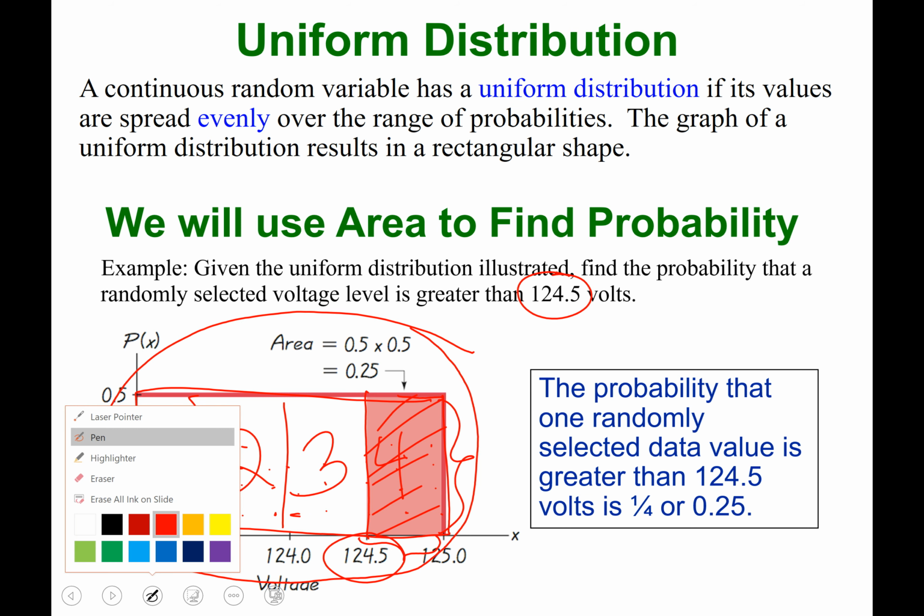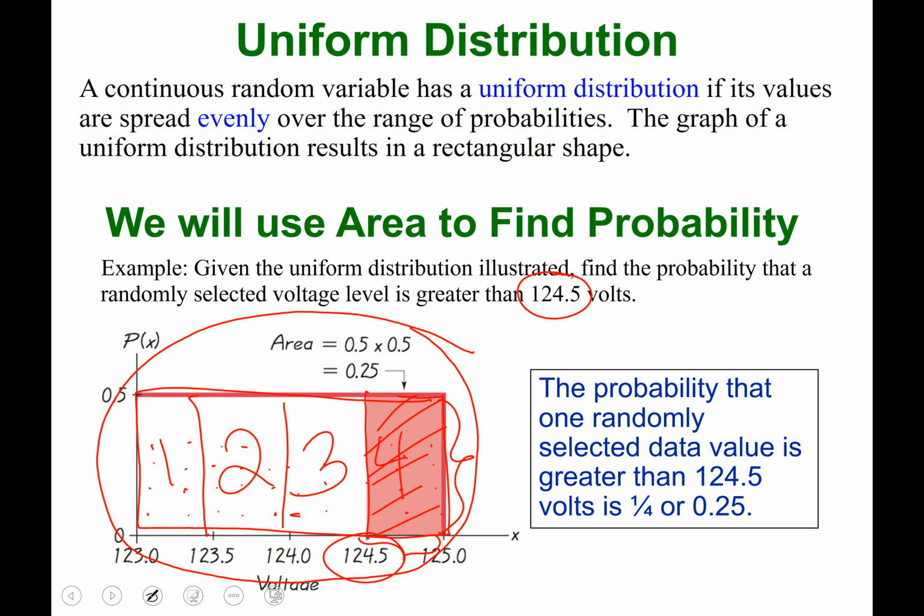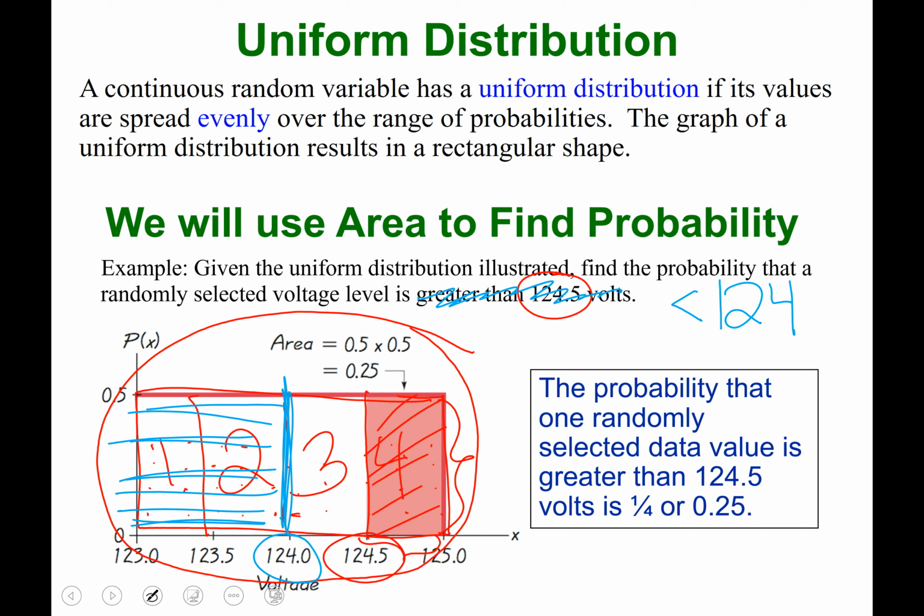If you understood that, then you should be able to answer this question. I'm going to make a slight adjustment to the question. I'm going to change it to less than 124 volts. Please pause the video and try that now. Welcome back, and here is my solution. 124 is where we put the vertical line. The less than inequality tells us to shade to the left, and we can see that that is half of the total area. So the probability that a randomly selected voltage level is less than 124 volts equals 1/2 or 0.5.